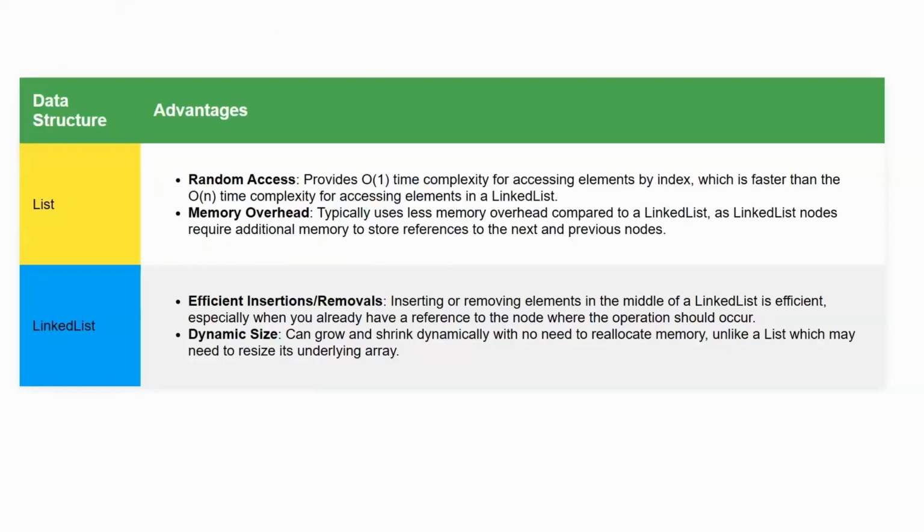And here are the advantages of using a list and linked list in C#. The list provides random access, which is faster when we access an element by index, and typically uses less memory compared to a linked list. On the other hand, the linked list provides very efficient insertions and removals and can grow and shrink dynamically with no need to reallocate memory.